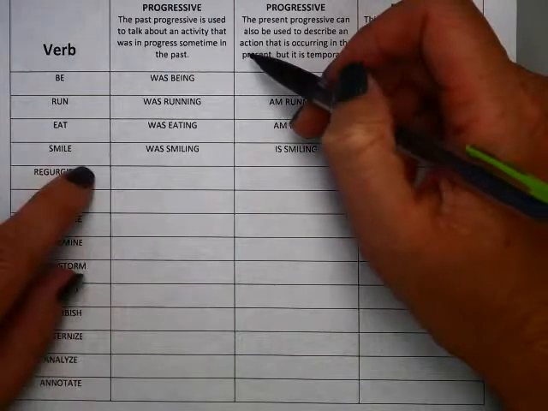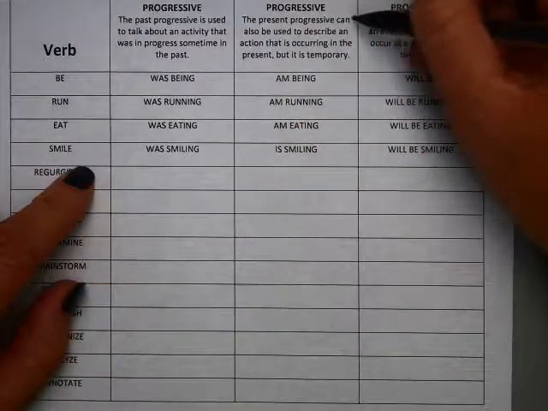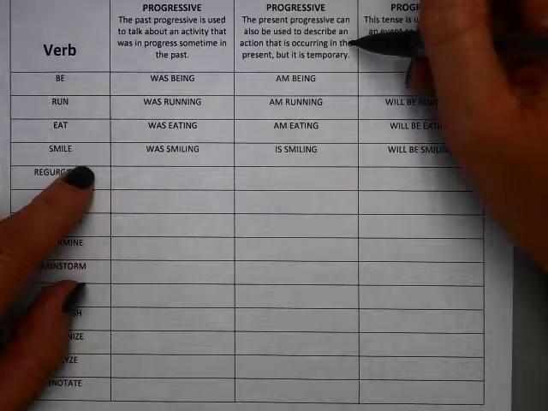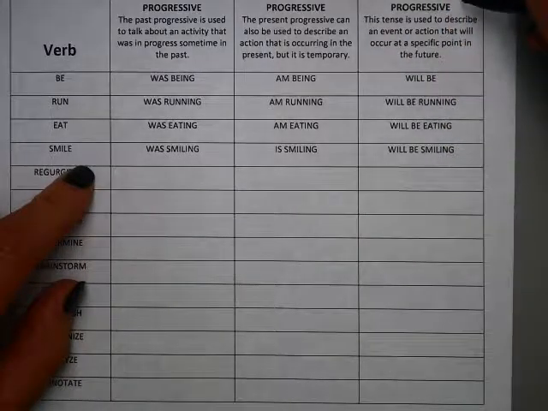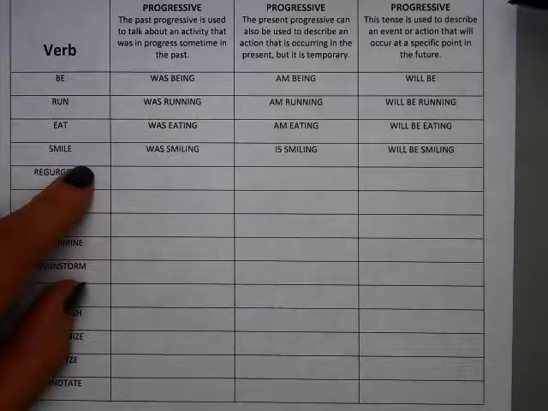So then we lead into the simple present progressive. So present progressive can be something that is going on right now, but it's not going to last forever. It's simply temporary. And then the last one is going to be future progressive. So this verb tense is used to describe an event or an action that will occur at some point in the future. It hasn't already happened yet. It's not going on right now, but it's going to happen sometime in the future.